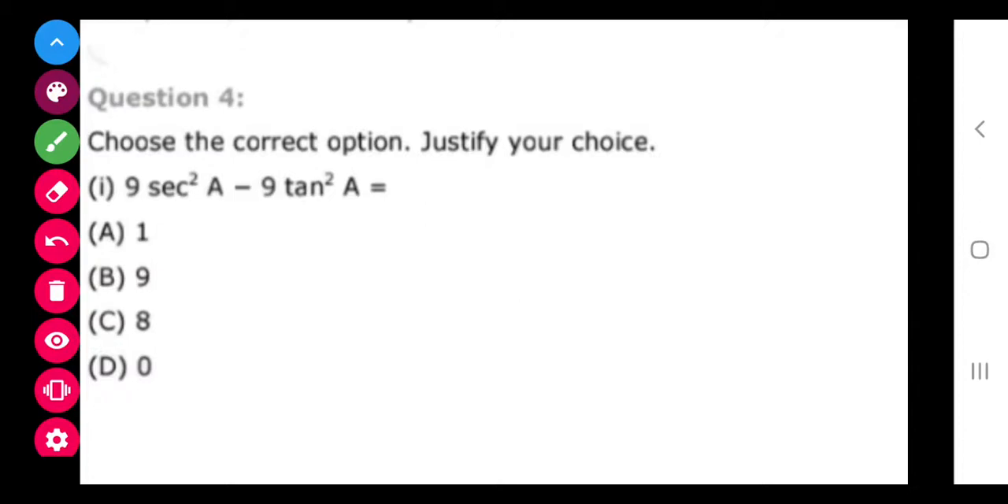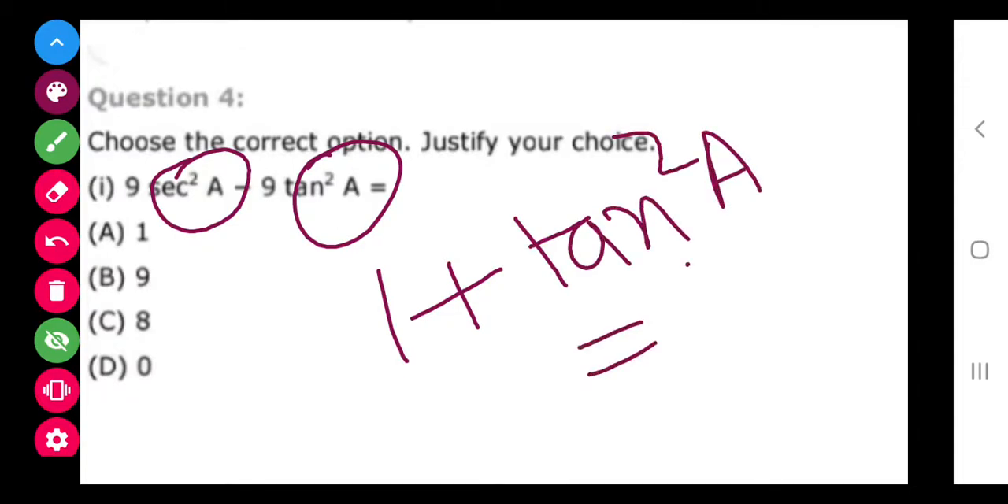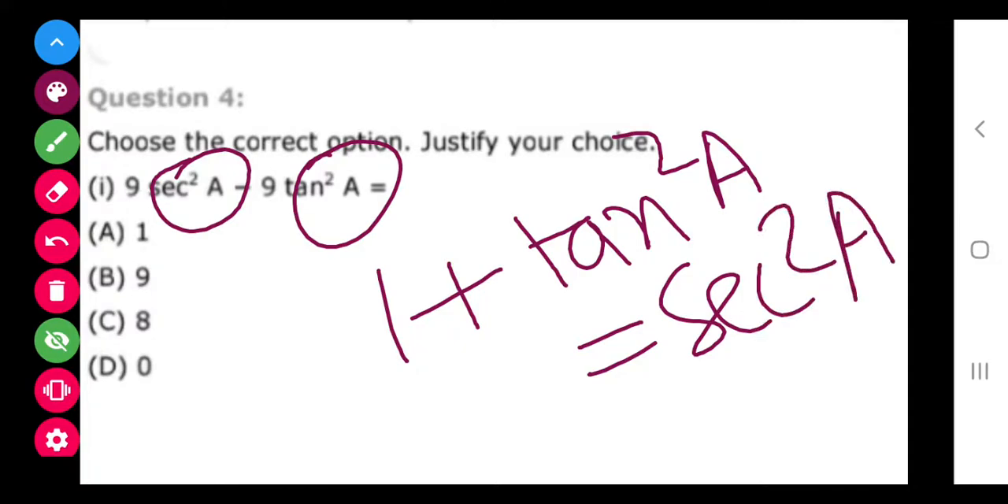Now next question. Take the correct option. In this, we have to tell which answer should come. So class, we have the relation between tan and sec, that is 1 plus tan square A is equal to sec square A. So there are many methods to solve this.